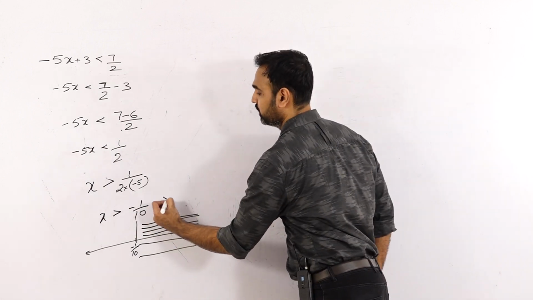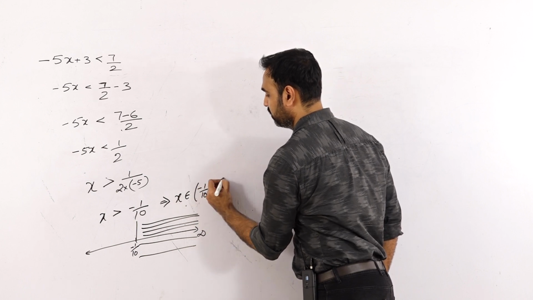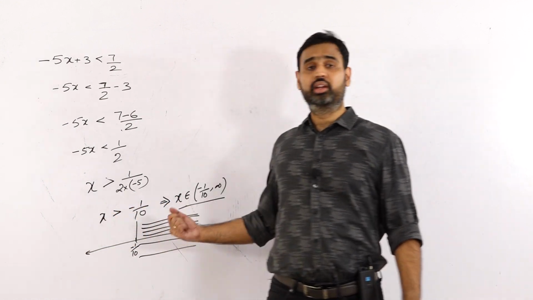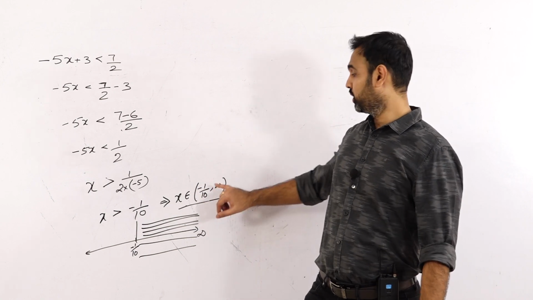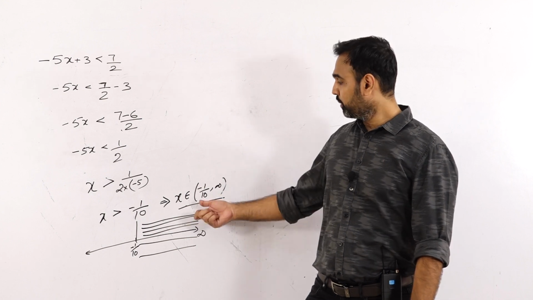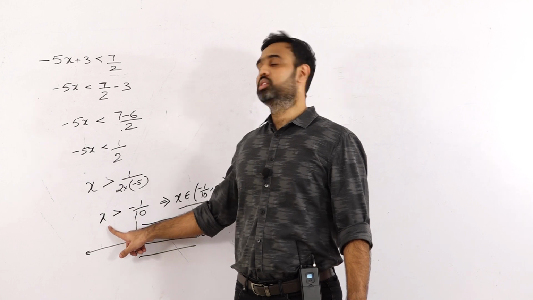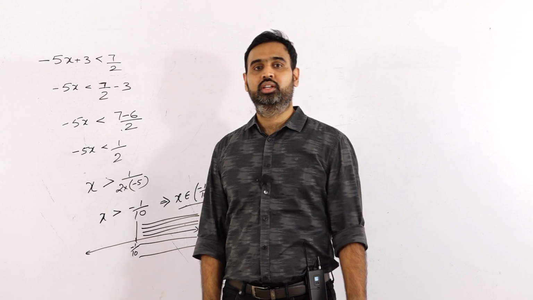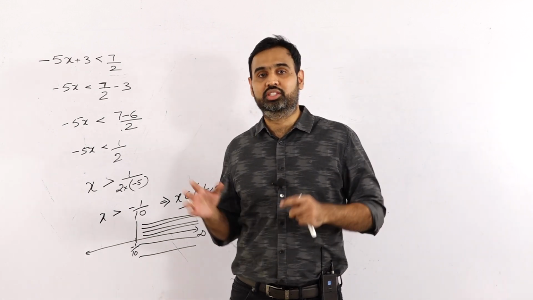So how would I denote the answer for this? x belongs to minus 1 by 10 to infinity. So these are the values of x. x is a value greater than minus 1 by 10. So x belongs to open bracket minus 1 by 10 to infinity. Infinity is always considered with an open bracket, but what about minus 1 by 10? Since the solution says it is strictly greater than, we have an open bracket at minus 1 by 10.